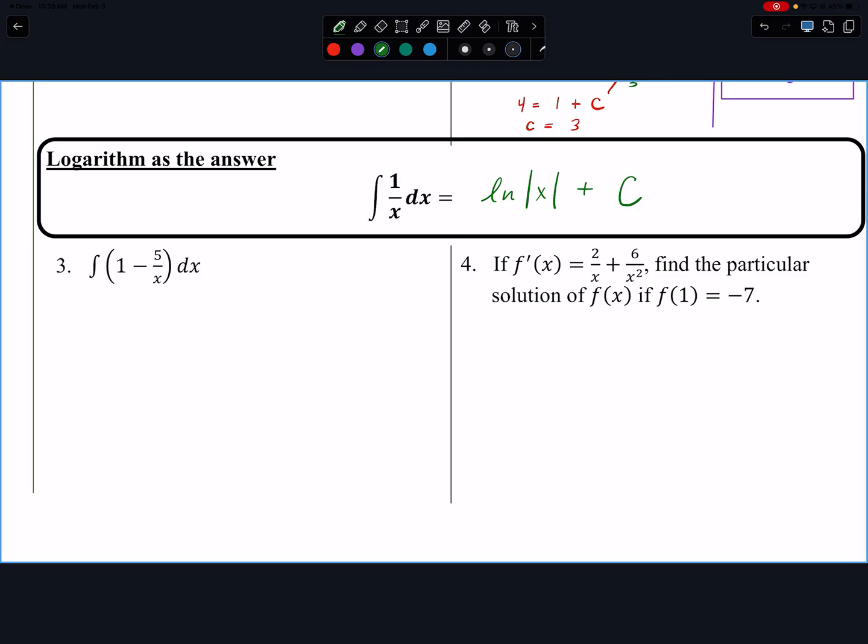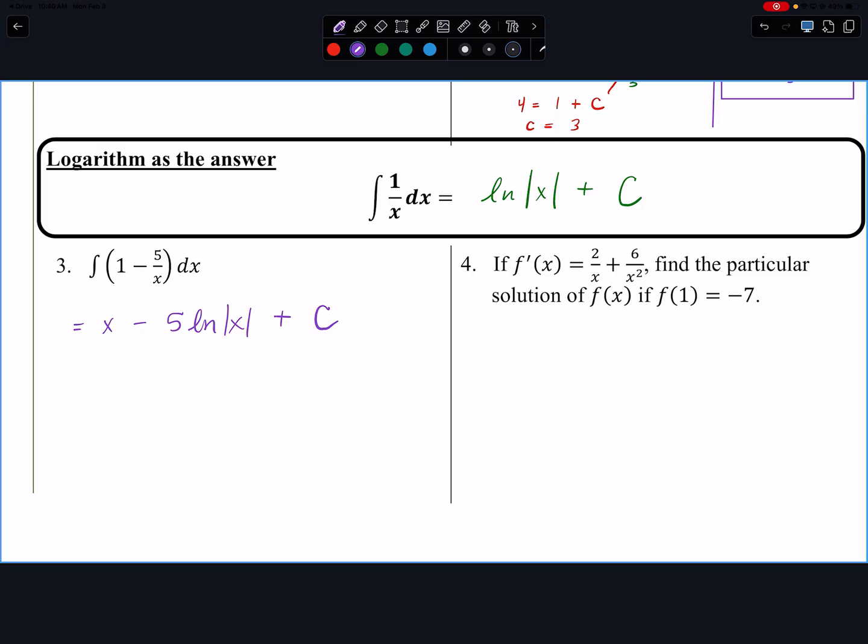Okay, so to integrate this, what's the antiderivative of 1? X. Minus. Now, we know that 1 over x is ln of x when I integrate it. The only difference here is it's 5 over x. So it's like 5 times 1 over x. Does that make sense? So it's just going to be 5 times this instead. So minus 5 ln of x, and then plus c. Is everybody cool with that?